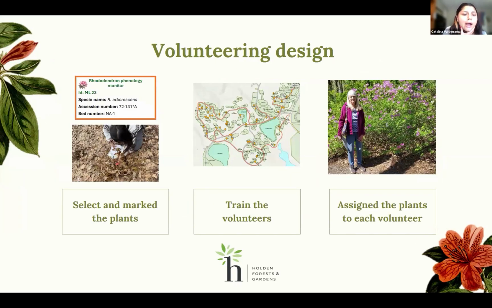To do this, we selected and marked the plants that we were interested in. This is the first year, so we take this as a pilot study, a beginning point to see which strengths or drawbacks we have. We did a training with the volunteers, and then we assigned plants to each volunteer. Based on the number of plants that we had, we assigned 12 plants to each volunteer, and gave them the opportunity to visit the plants twice per week and report all of the observations that they have.